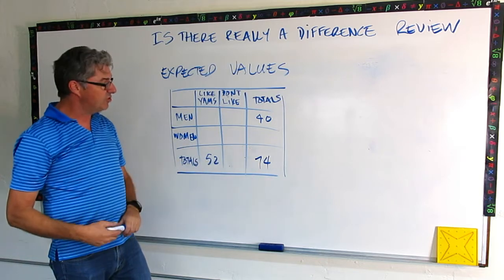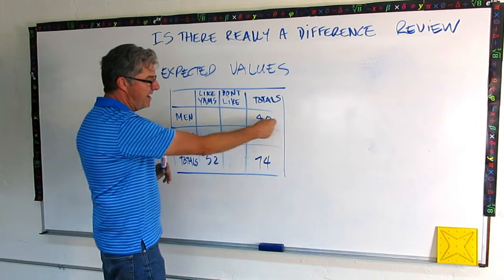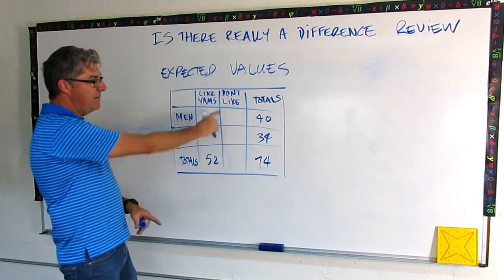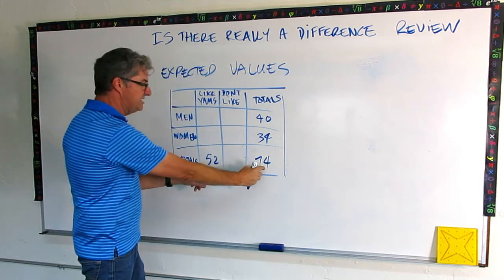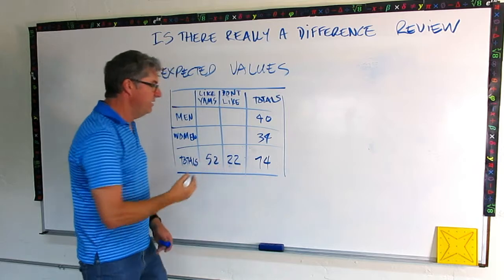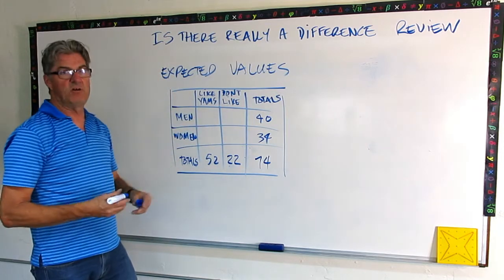So now we can do a little subtraction and figure out, first off, how many women. That's 74 minus 40. That's going to give us 34 women. And then how many people don't like yams? That's just going to be 74 minus 52, which is going to be 22. Okay? So now we know how many men and women and how many like and how many don't like yams.